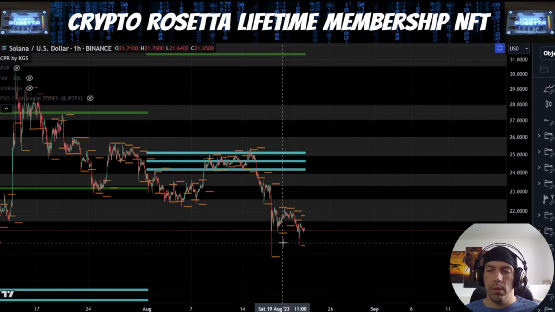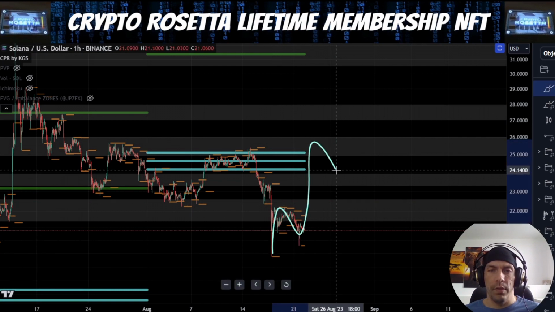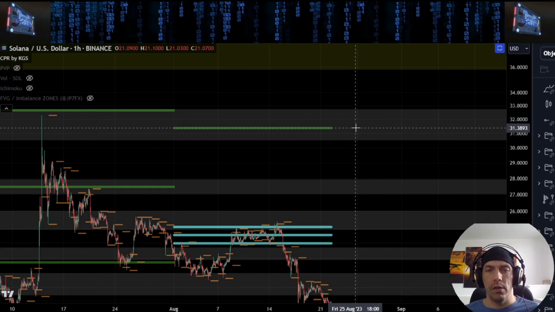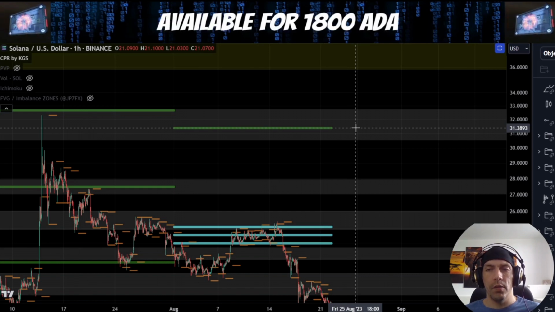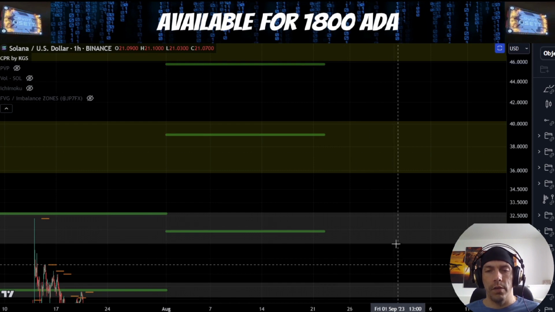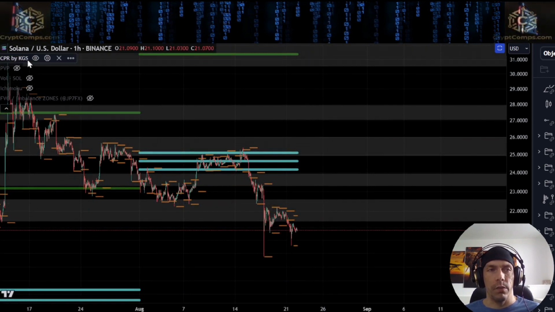If, however, during this month we look to actually push back above these and find support, this would open up the potential to actually see a retest of the R1 line here at this 31.38. We have this $39 and this 45.65 as potential upside targets for this month.